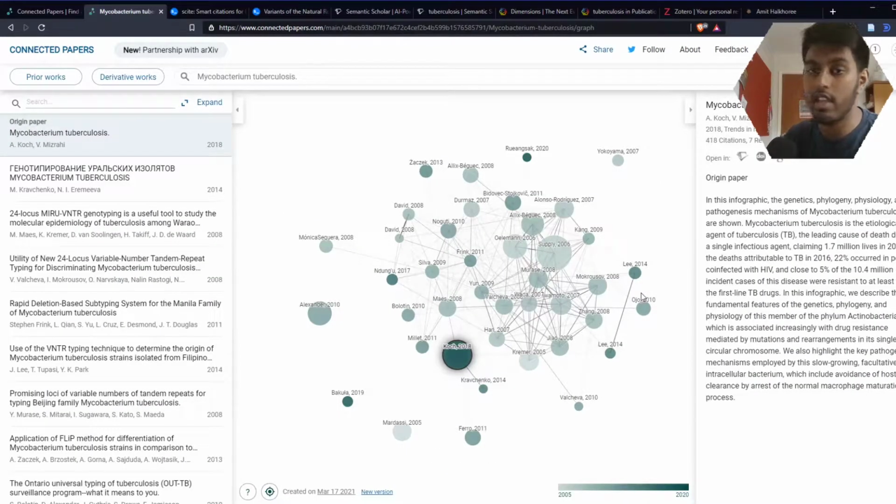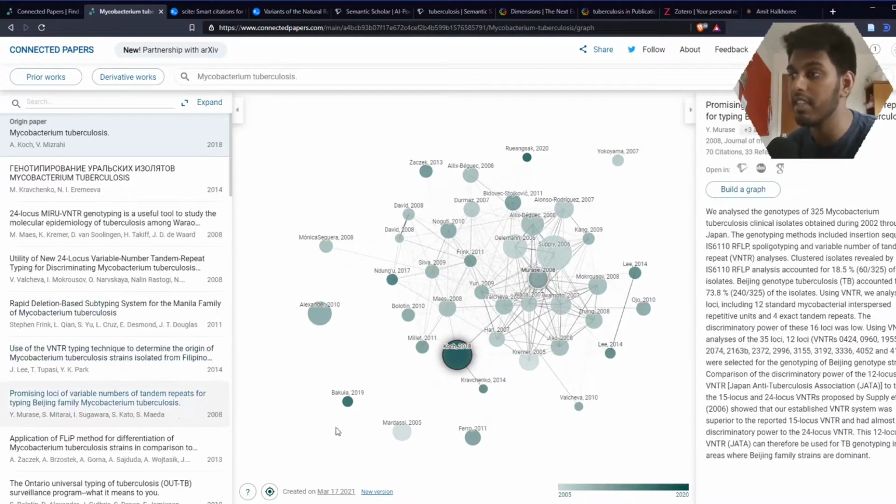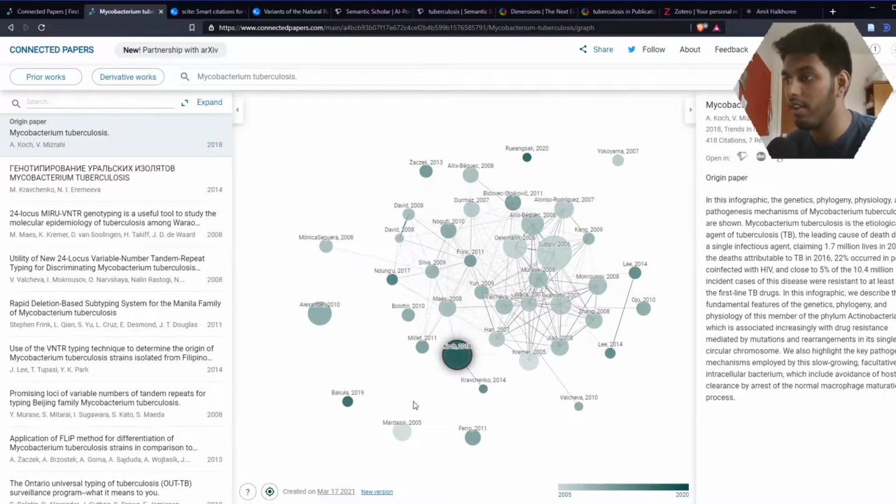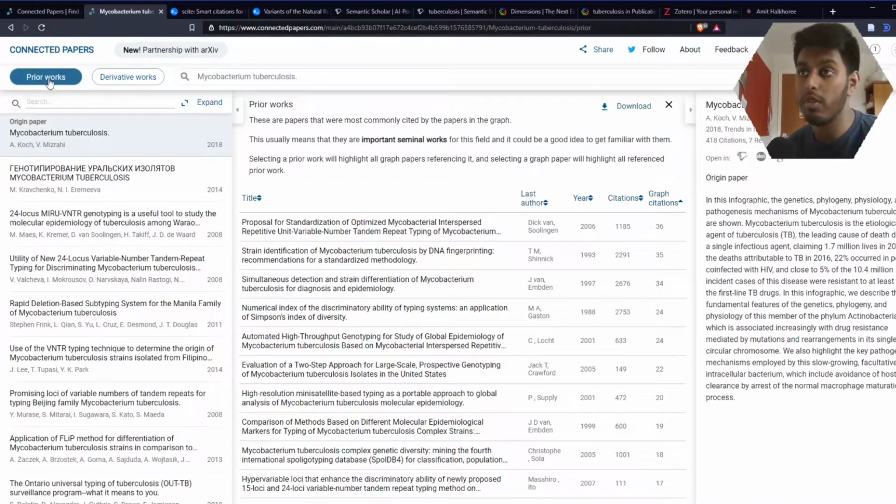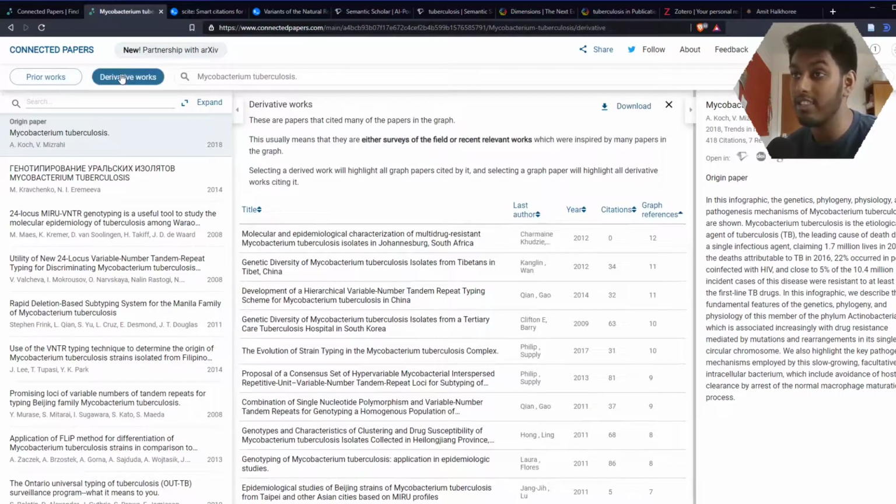You can already, if you want, put a paper you've already found in here to build a graph, or you can select one from the list. And what it does is it builds a graph of papers that are similar to the literature you've selected. It gives you the abstract and a nice list of these similar papers, and it gives you this graph which demonstrates how closely linked those papers are. It also gives you two very important pieces of information. It gives you what the prior works of the papers were and the derivative works. So let's go through these quickly.